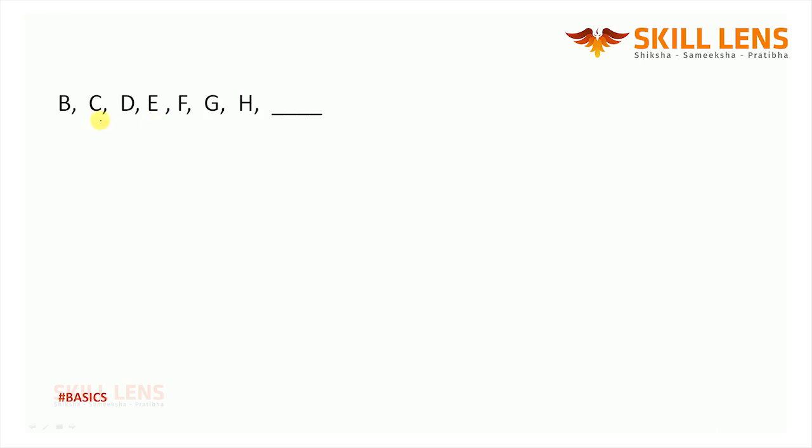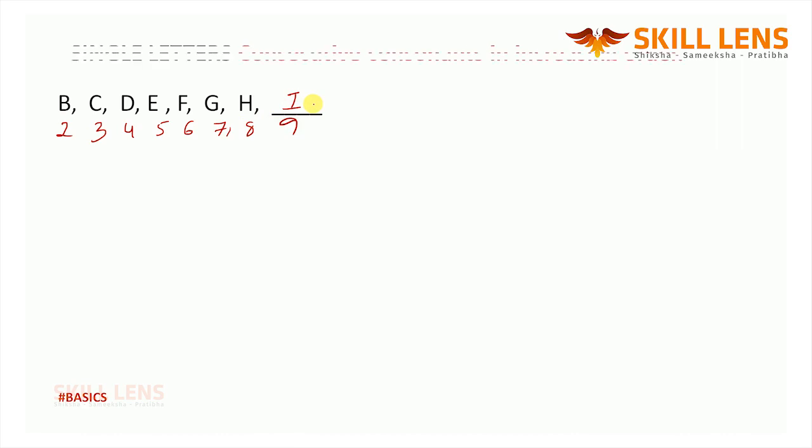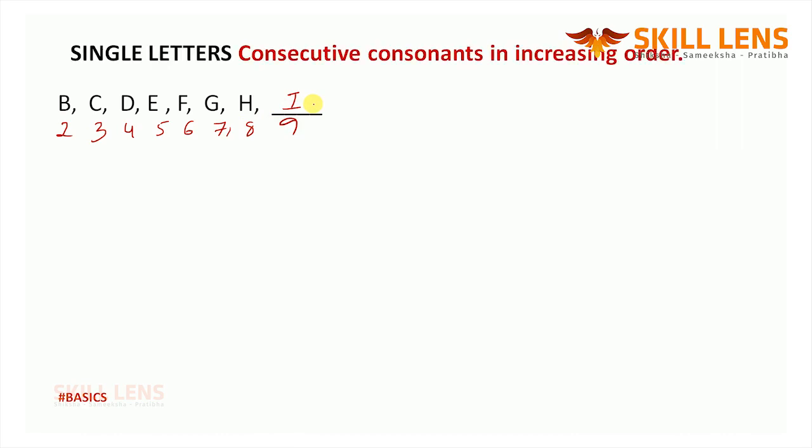Okay guys, if you look at this question, second letter, third letter, fourth letter, fifth letter, sixth letter, seventh letter and eighth letter. Next has to be the ninth letter. What is the ninth letter? I. So can I say this series is going to be single letters, consecutive, constant, increasing order? Yes, there is a constant increase. What is the constant? Plus 1 in every case. So this is how you need to answer your questions.